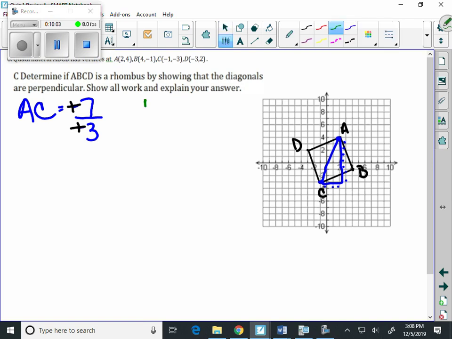If we look at DB, well, here's D, here's B. We want to look at the slope of that one. Well, we went down 1, 2, 3, and we went to the right 1, 2, 3, 4, 5, 6, 7. As we take a look at this, it's kind of the same reasoning as the last one. I didn't write quite so much.